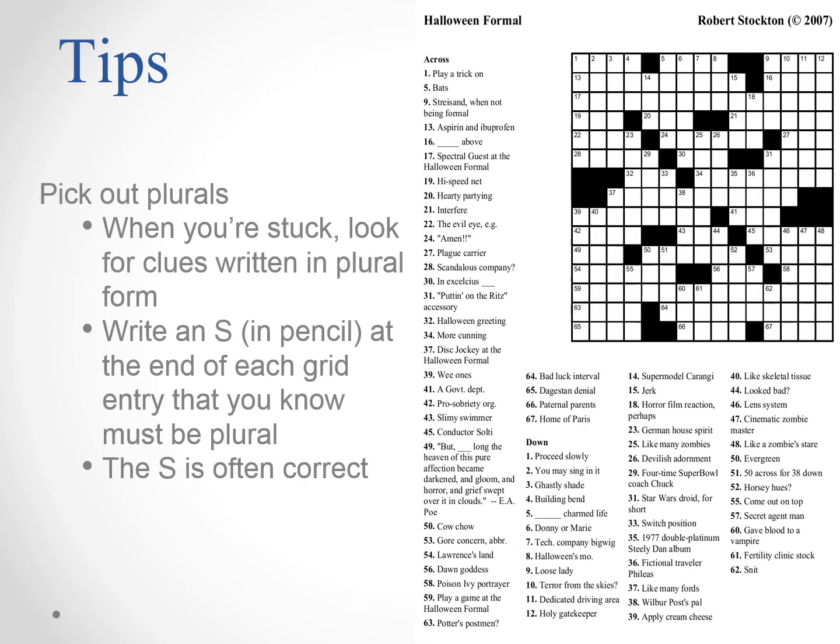You can also pick out plurals. When you're stuck, just look for clues written in plural form. So write an S at the end of each grid entry that you know must be plural. So here we have Potter's postmen, so we know that that's a plural term. We can write in that S in that section. And then Potter's postmen were owls, so fill that in.